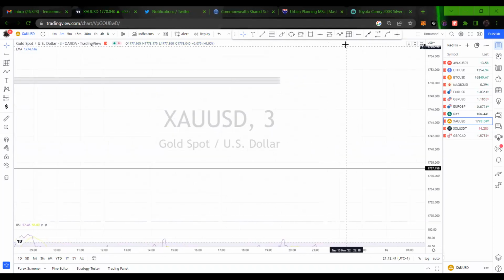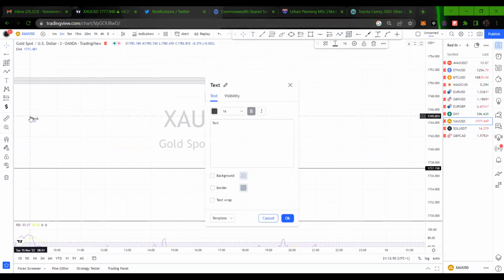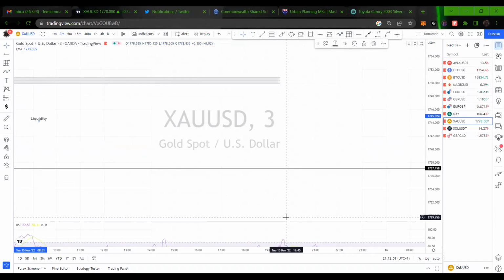Quick recap of how I trade. I trade liquidity. And what is liquidity? Let me write that down. I trade following liquidity. Liquidity is where money is, basically. Let's not try to elongate the terms. Liquidity is where the money is.